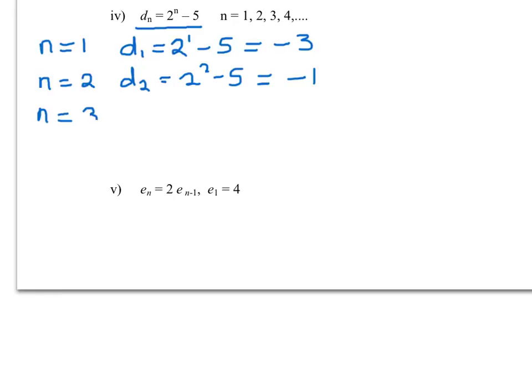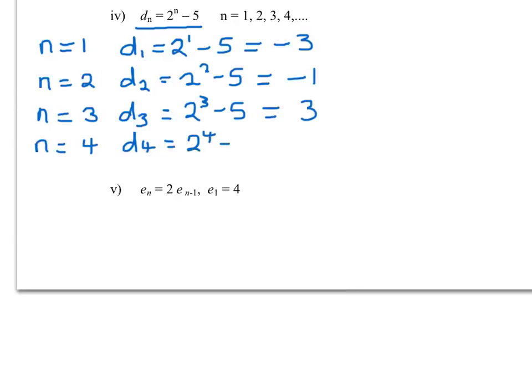Continuing on, n equal to 3, we discover that d3 is equal to 2 to the power of 3 minus 5. 2 to the power of 3 is 8, minus 5 is equal to 3. Continuing on again, n equal to 4, we'll discover that d4 is equal to 2 to the power of 4 minus 5, and 2 to the power of 4 minus 5 is equal to 11. And for the last part, part 5, en is equal to twice en minus 1 is the formula.